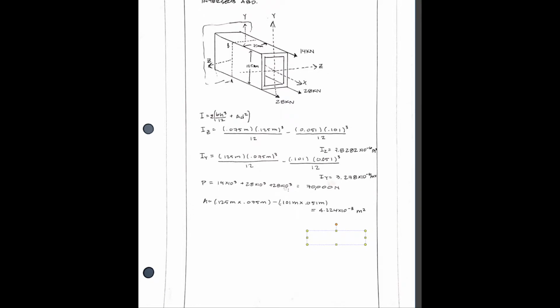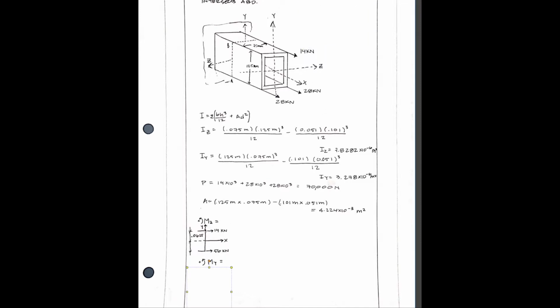Let's do our moments. Moments in Z, moments in Y. We do know that those are going to be in our cross section, and let's denote what our positive Z moment is and what our positive Y moment is. A way that I like to look at this is, I'm trying to find the moment at Z. I'm imagining puncturing through the Z axis and then seeing it from this side, right? So we have 14 kilonewtons this way and 28 kilonewtons from the bottom. So that's how I visualize it, right?